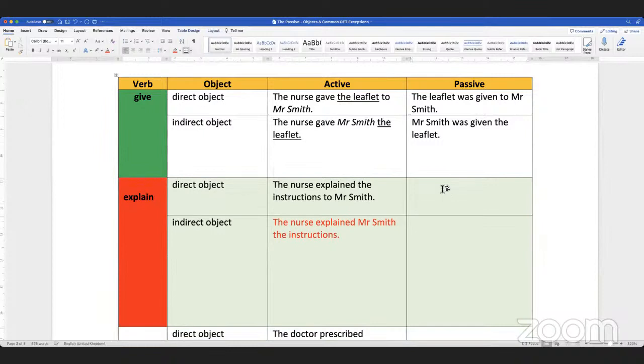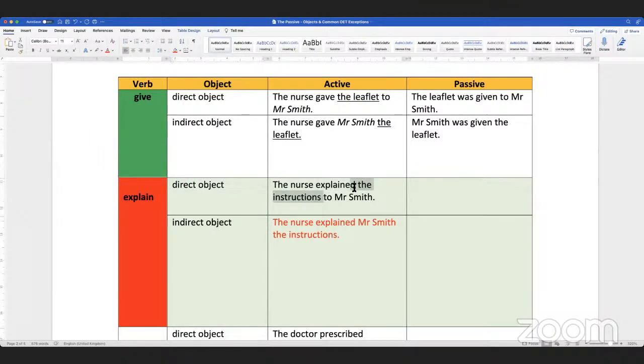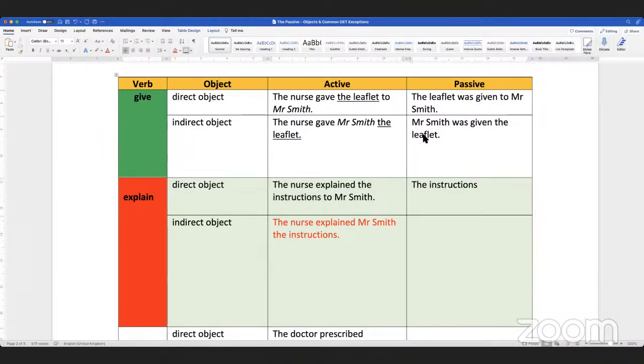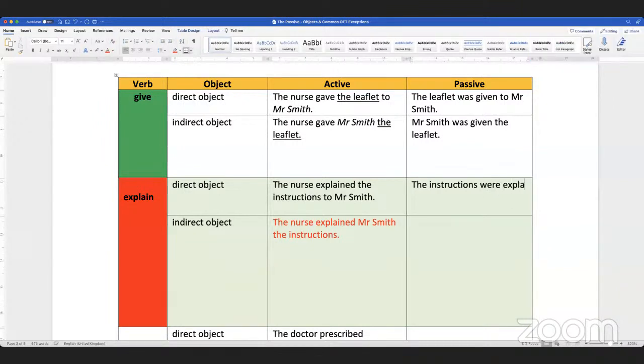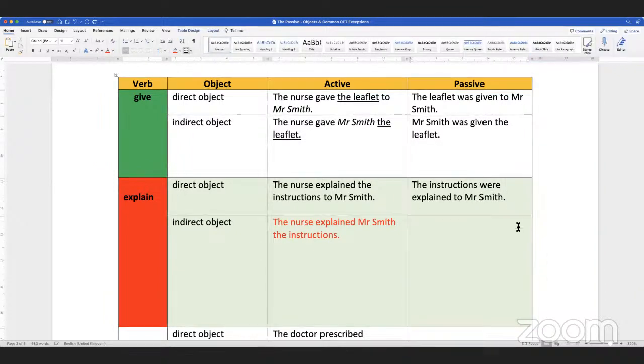So we say the direct object we're looking for, which would be the instruction. The instructions were explained to Mr. Smith. Remember that we always have to think of what happens to the verb to be in the passive. It's "were," isn't it? Were explained to Mr. Smith. What do you think of that sentence, Sophia? I think it's okay. The instructions were explained to Mr. Smith. Good.